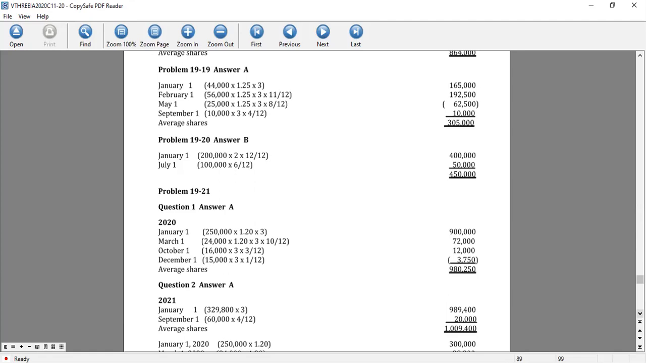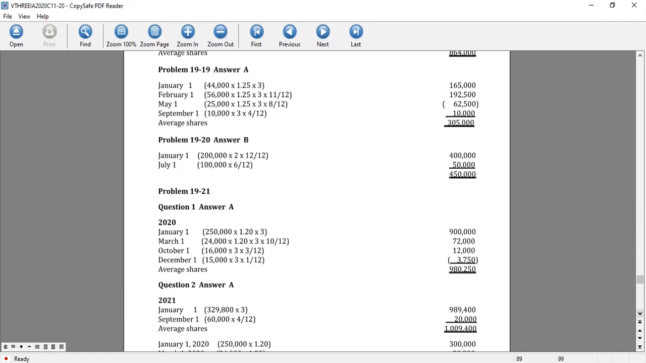And then we multiply by 3 because of the split on November 1. So we now get 165,000 shares. On February 1, the company issued 56,000 shares. So again, affected by the stock dividend. So you multiply by 1.25, and then you multiply by 3 because of the split, and multiply by 11 over 12 from February 1 up to December 31.